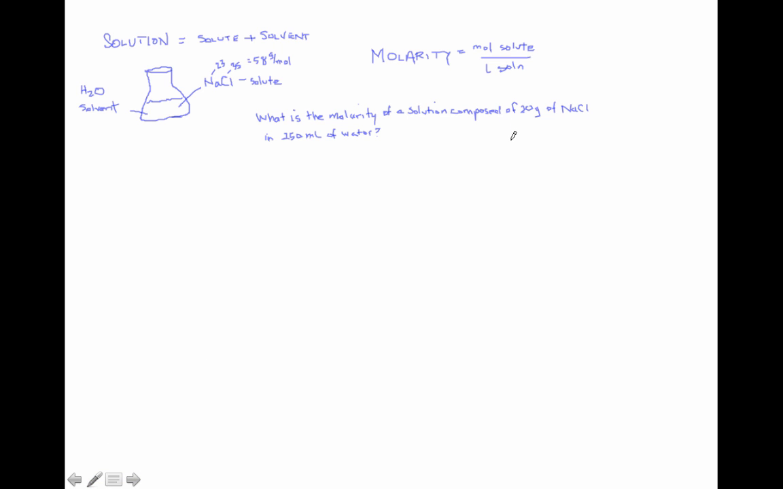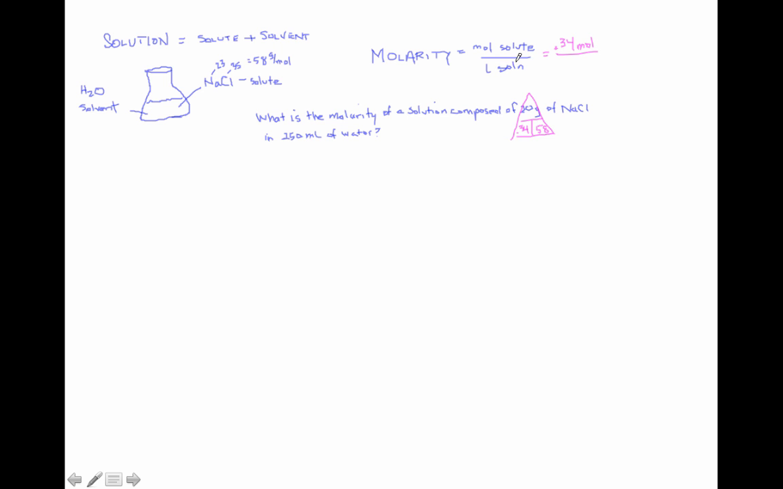Let's do more mountain right here. Okay, 20 on the top, 58 in the lower right. How many moles is that? 20 divided by 58. 0.34 moles of NaCl. That's our numerator. Our denominator is liters of solution.